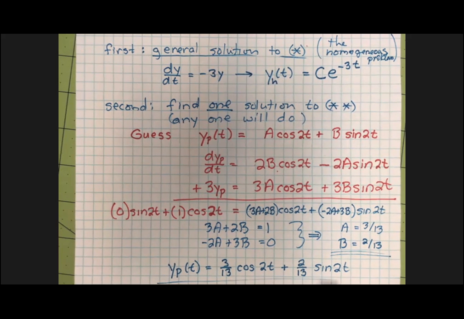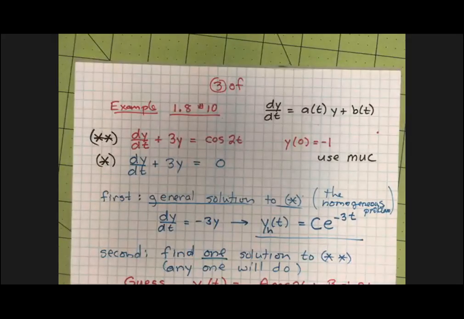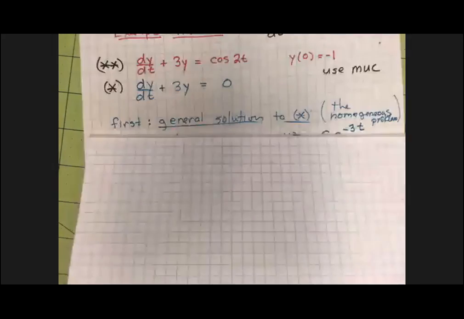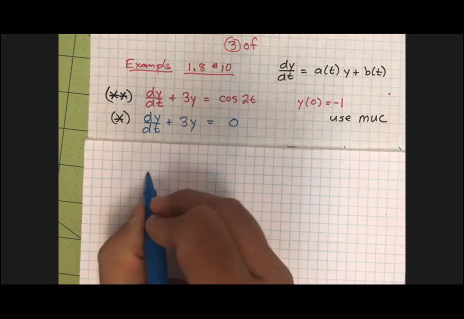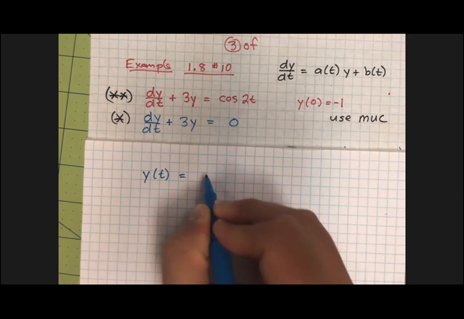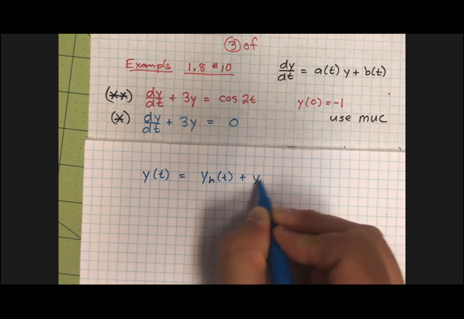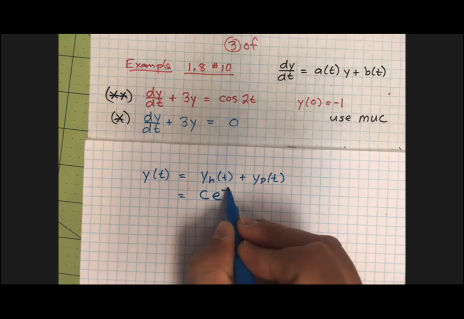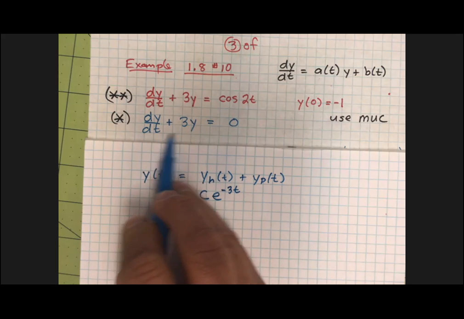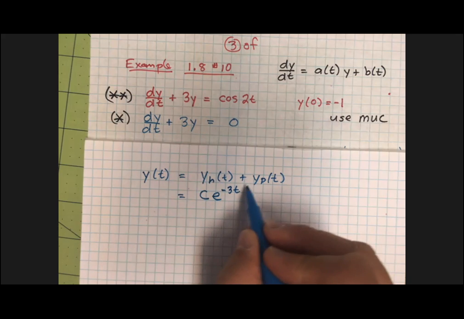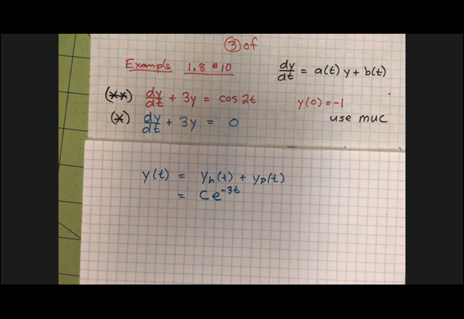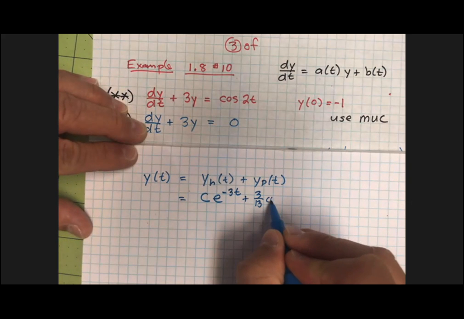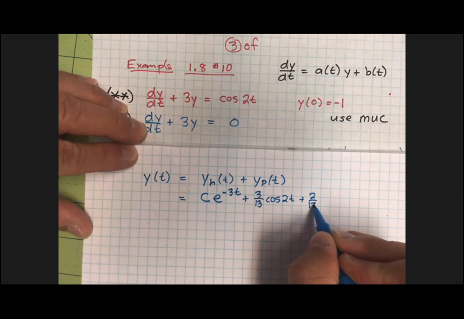Okay, we are rolling. We got our YP. Remember, we have our YH up here. So now we're finishing this problem, our example problem. So we put them together. I'll keep the example problem in front of us while we take this to the next page. So now my solution to this problem is the YH of T plus the YP of T. And then we'll take a break. And the YH, remember, was C e to the minus 3t. That was the mother of all differential equations right here, the MVP of ODEs. And then the YP, which we just worked out: 3/13 cosine 2t plus 2/13 sine 2t.